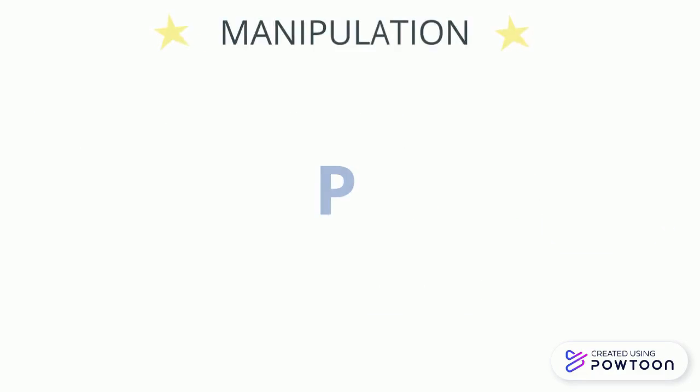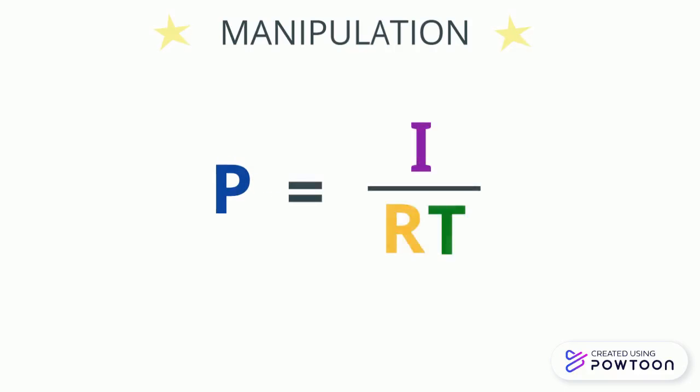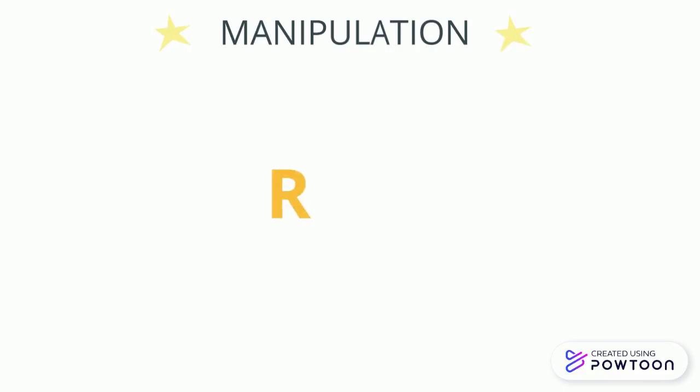To solve for P, we change the formula into P equals I over RT. To find R, we change the formula into R equals I over PT. And to find T, we change the formula into T equals I over PR.